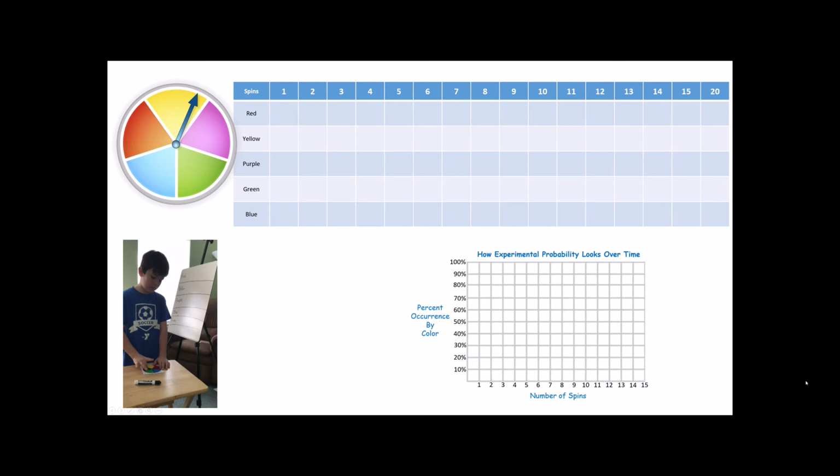Here's another example of what that looks like. I gave my son Kieran, that's him here in the picture, a 5-section spinner. You can see it's red, yellow, purple, green, and blue. And I had him spin this spinner 20 times.